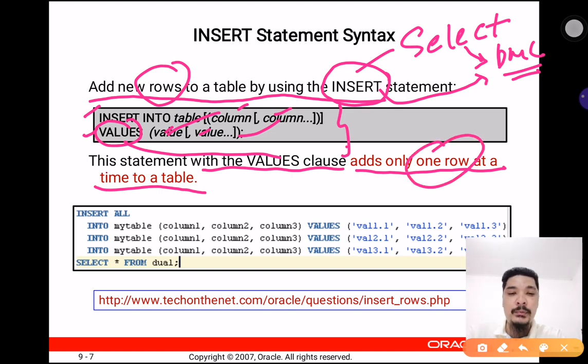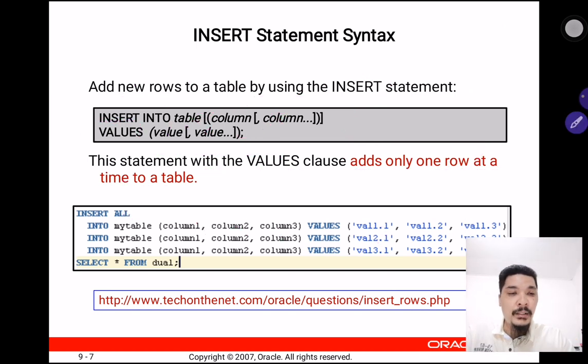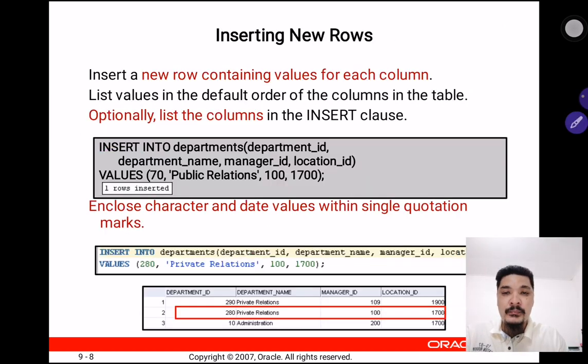So if, let's say, we want to add more than one row, we can put something like this: INSERT ALL INTO my_table (column1, column2) VALUES, and whatever values that we want. But if we use something like this, it only adds one row at a time. Okay, let's move to the next one.